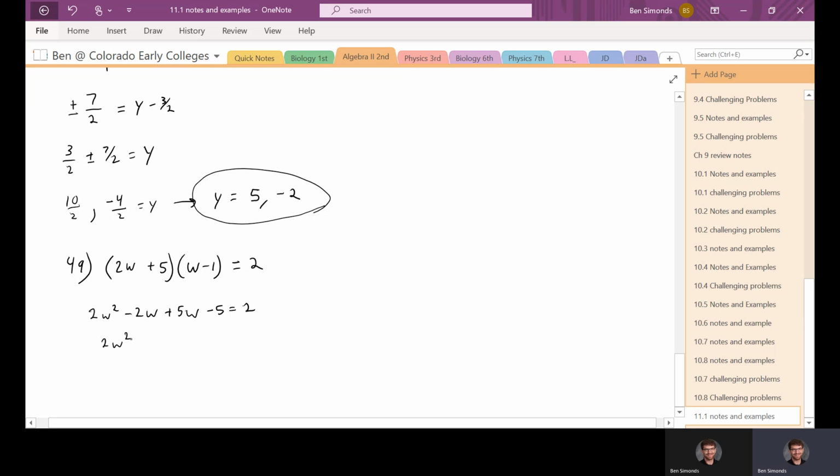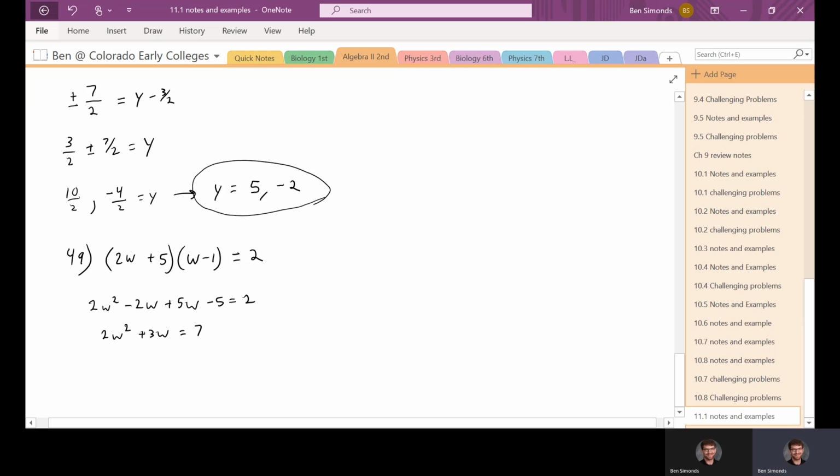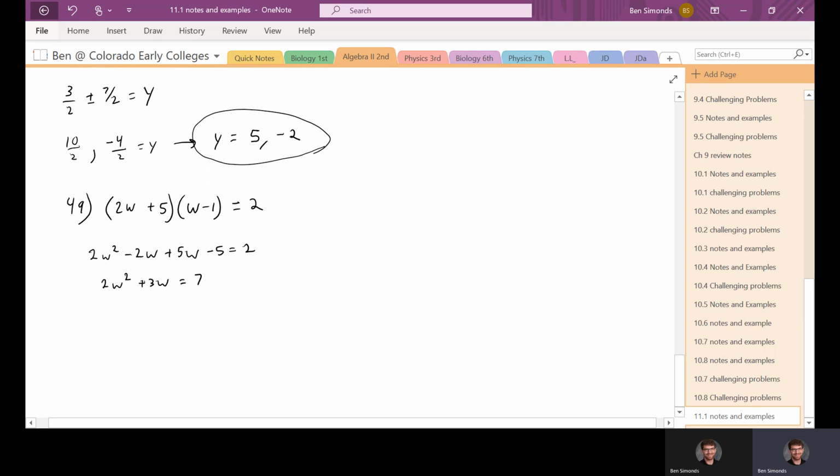So simplifying down, we get 2w squared plus 3w equals 7. So I added the 5 to the other side. And I combined the negative 2 and the 5 to get positive 3. So now we can complete the square.